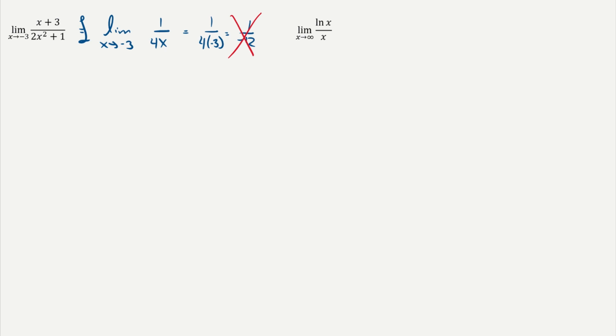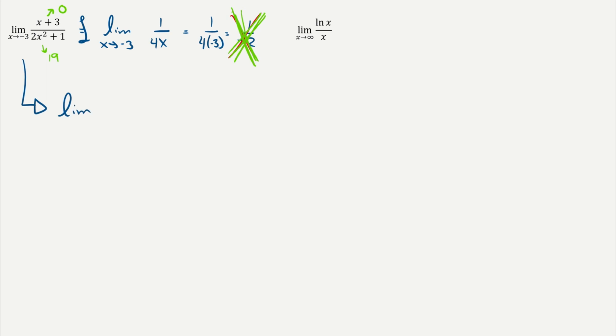Wait, hold up. Did we check if this was indeterminate form? Because you must do that. So I plug in -3 and I get 0. Plug in -3 to the bottom, I have 2 times 9, which is 18, plus 1, which is 19. That's not indeterminate form. This limit is not -1/12. Okay, L'Hopital's rule gave the wrong answer because I applied it in a place that I was not supposed to. It was not indeterminate form. Okay, that's why you always do direct substitution first.